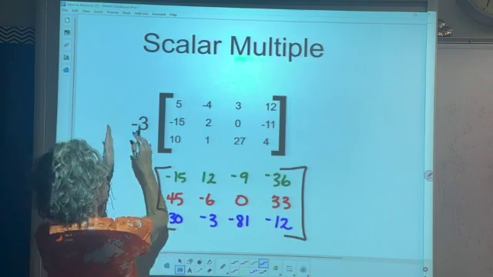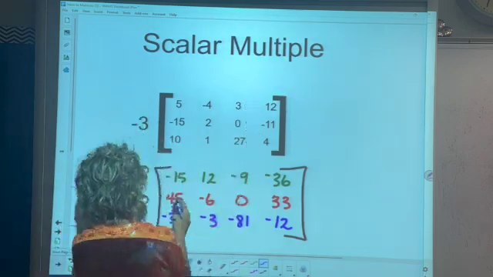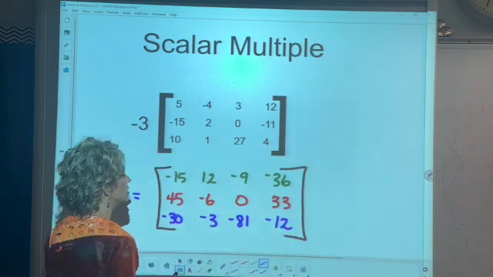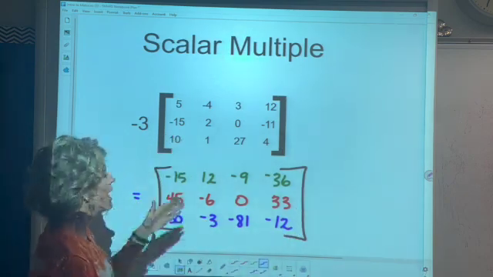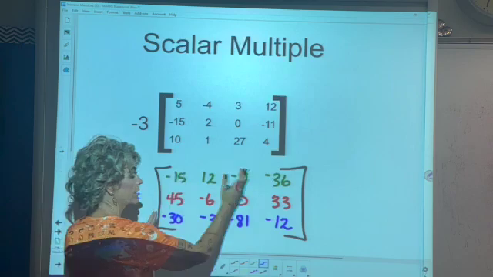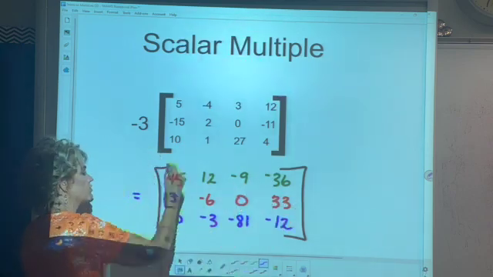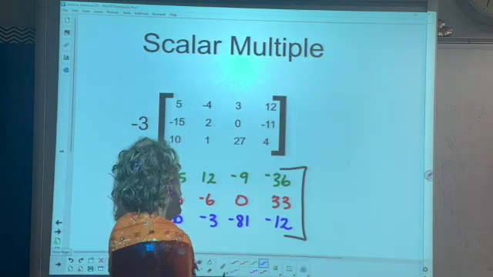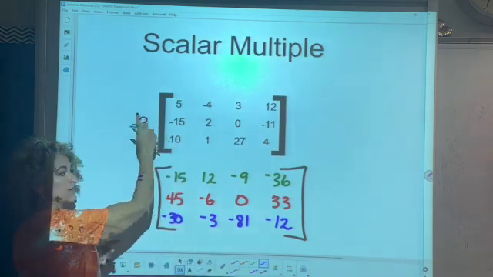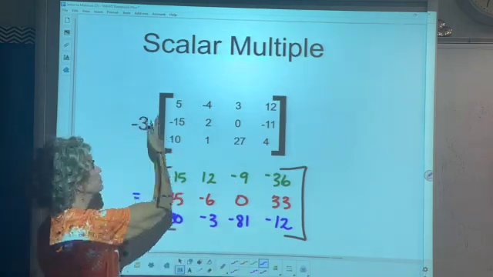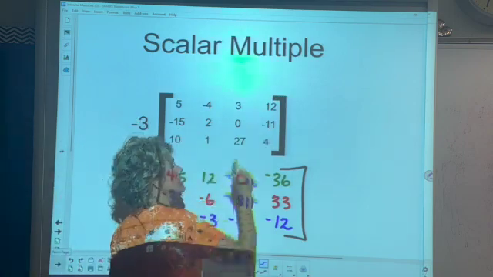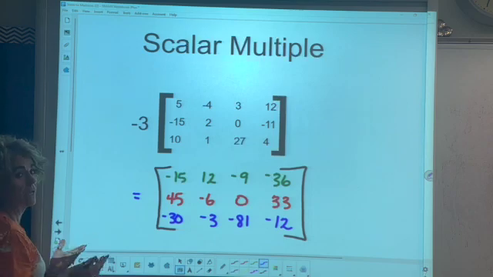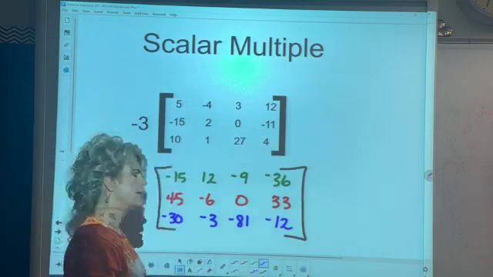So, -3 times this matrix will give us this resulting matrix. Anytime we multiply by a scalar multiple, we still are going to have the same dimensions. This was a 3x4. I still have a 3x4. 3 rows, 4 columns. So I literally distributed. That's all you're doing is distributing, multiplying that 3 to every single element in that matrix. Okay? So again, scalar multiples are easy peasy.